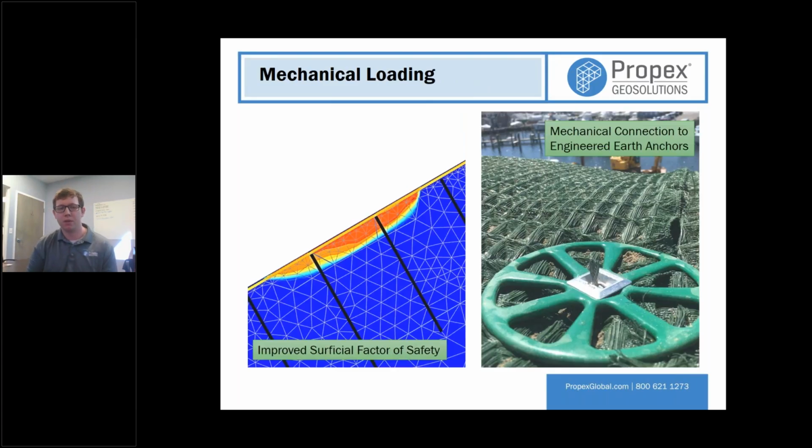Any mechanical loading, whether we're using it with anchors, whether we have a mechanical connection to concrete or riprap or some other hard structure, having that strength really helps manage that transition and transfer that load.